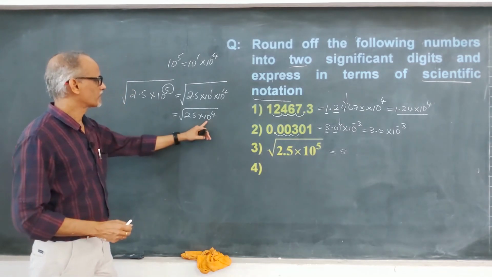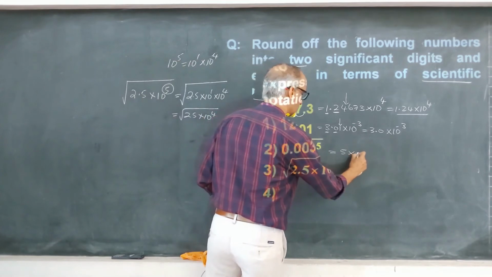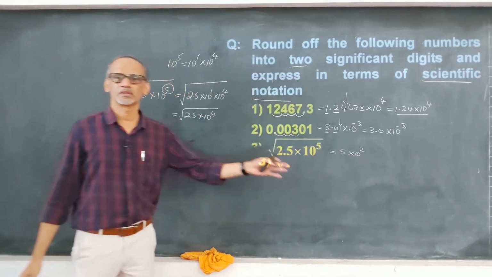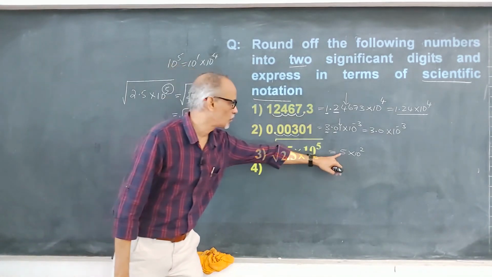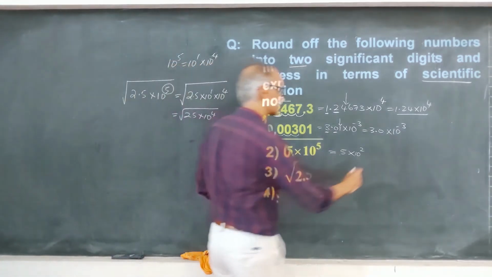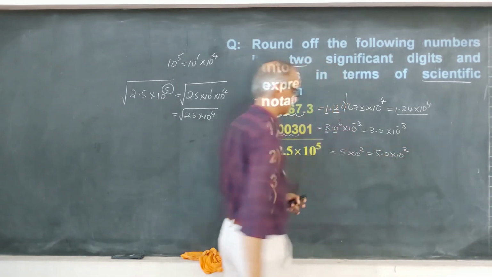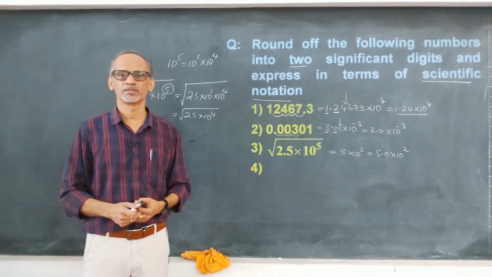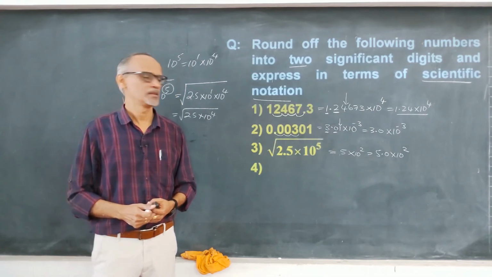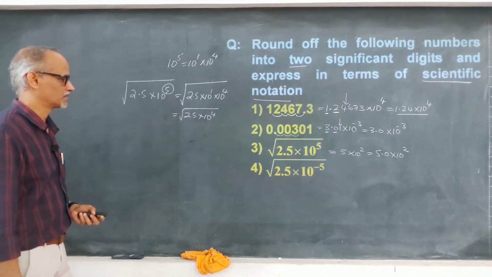So now what do we get? The square root of 10 to the power 4 is nothing but 10 to the power 2. But the rule says there have to be two significant digits, and here there is only one. So that's why I write this number as 5.0 into 10 to the power 2. See, now there are two significant digits. I hope you have understood the number. Okay, let's go for one more number.